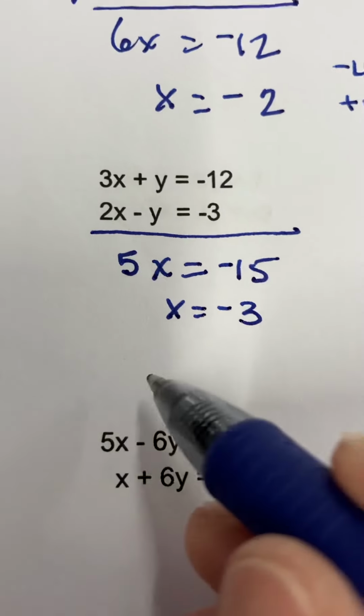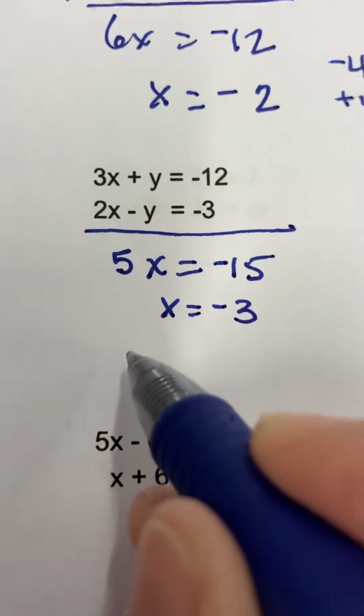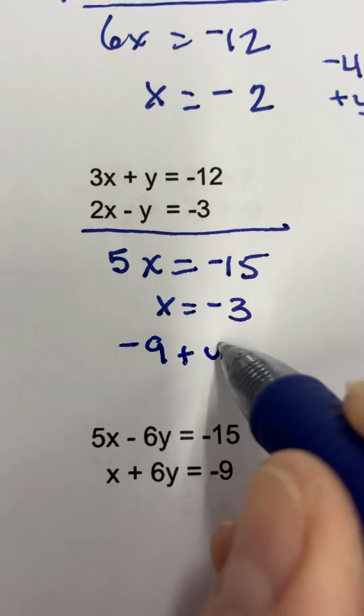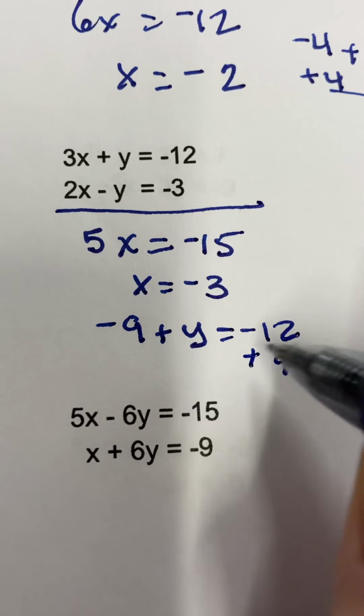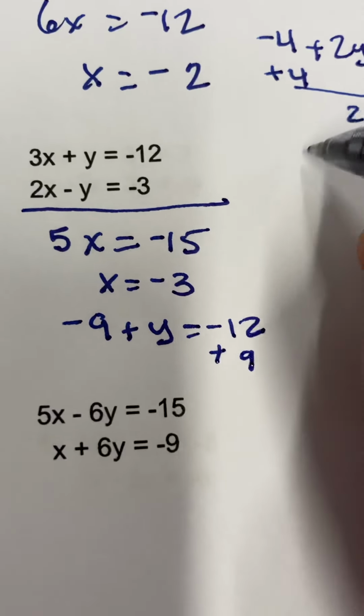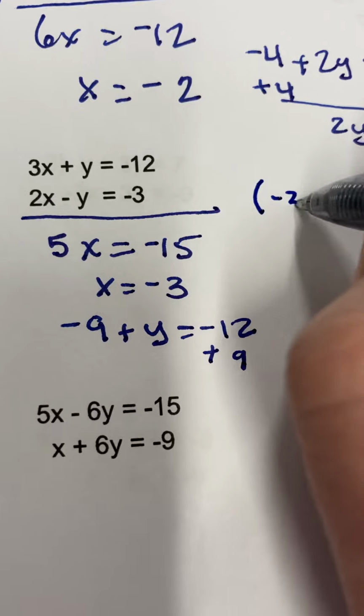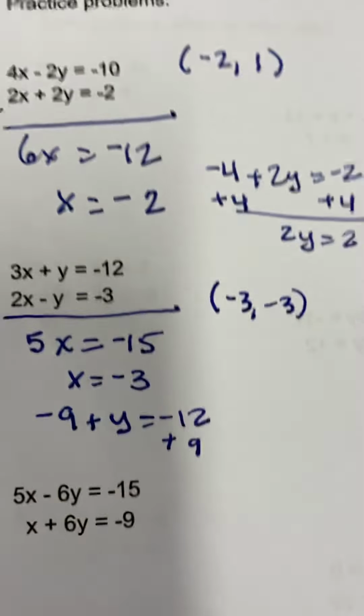I'm going to put that right here in place of this top one. So I'm going to get a negative 9 plus y is equal to 12. I'm going to add my 9 over here. Negative 12 plus 9 is negative 3. So negative 3, negative 3.